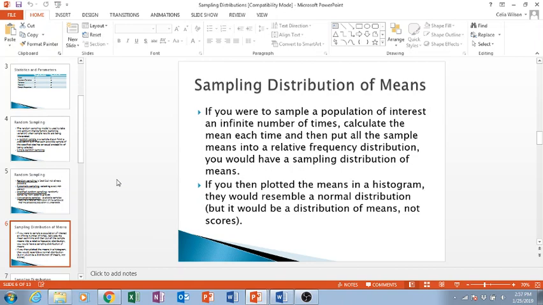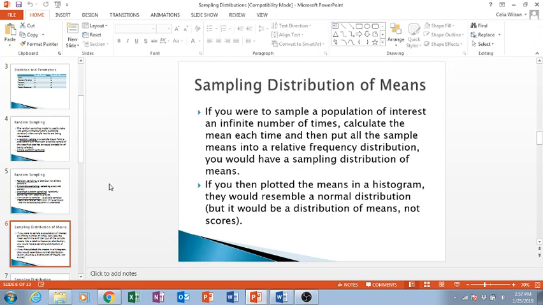Okay? And this is the theoretical part, because of course we cannot sample an infinite number of times, calculate the mean each time, put all the sample means into a frequency distribution, and have this sampling distribution of means. That's just not practical. We can't do it. But if we could, those plotted means would resemble a normal distribution. But it would be a distribution of means, not scores.